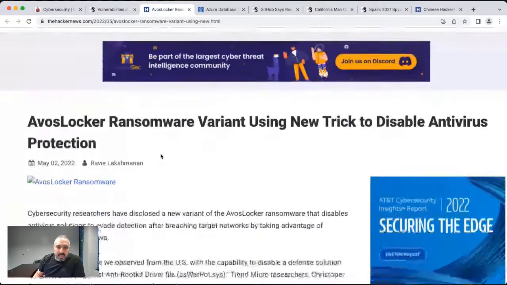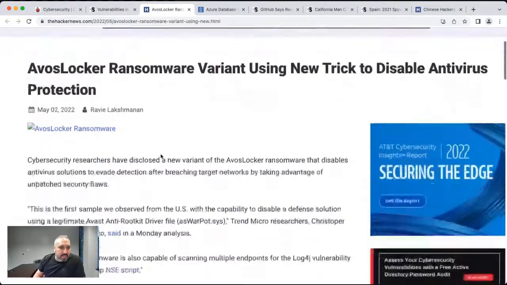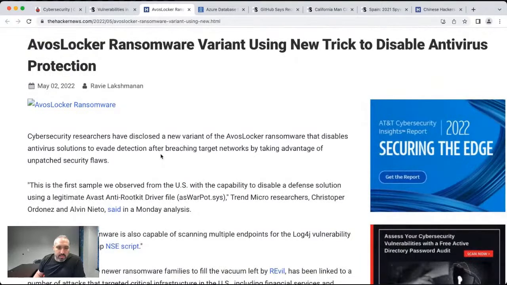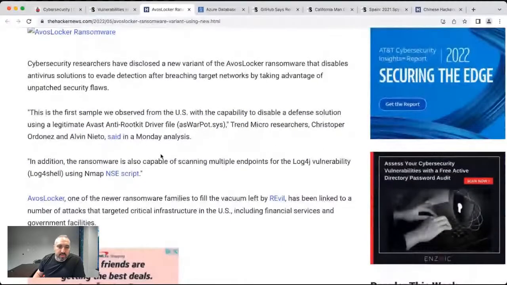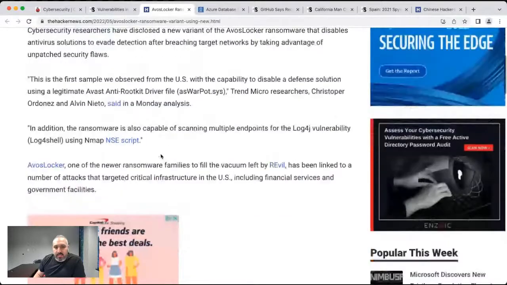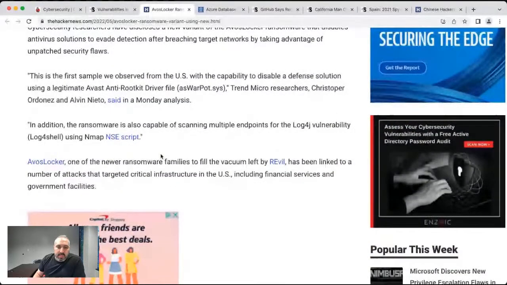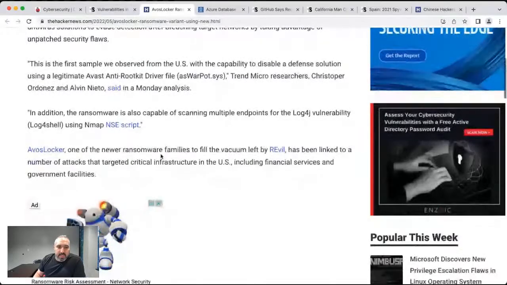The AvosLocker ransomware variant is now using a new trick to disable antivirus protection. According to researchers who disclosed the new variant of AvosLocker ransomware, it disables AV solutions to evade detection after breaching target networks by taking advantage of unpatched security flaws. The first sample observed from the US has the capability to disable a defense solution using a legitimate Avast anti-rootkit driver file, according to Trend Micro.